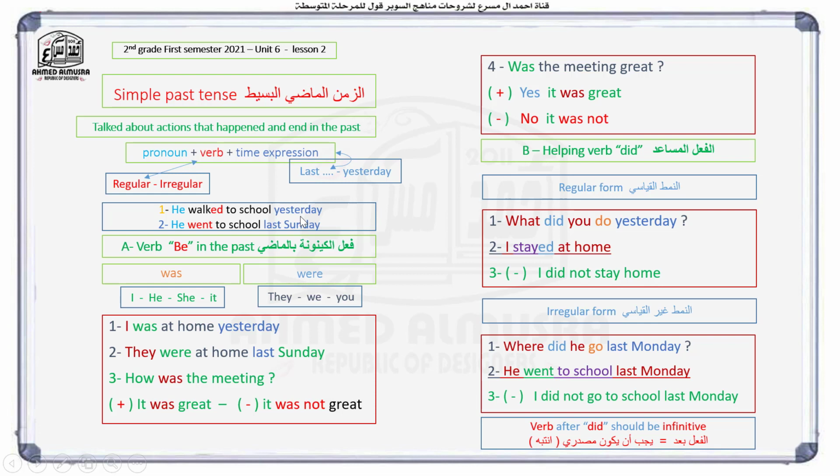Look at the two examples. He walked to school yesterday. Now, irregular verb: he went to school last Sunday. He went to school last Sunday.